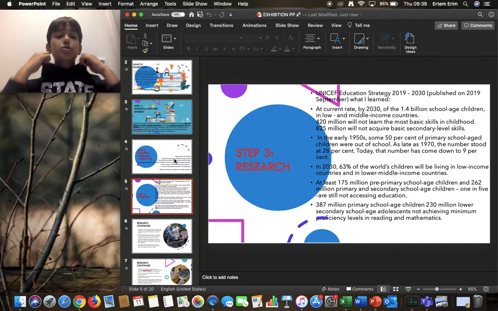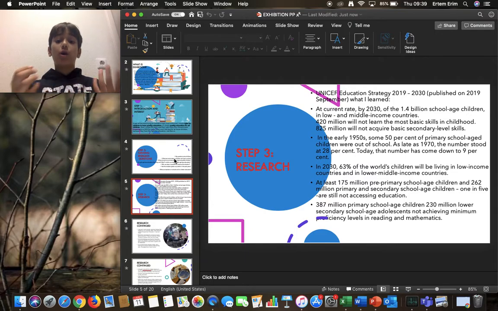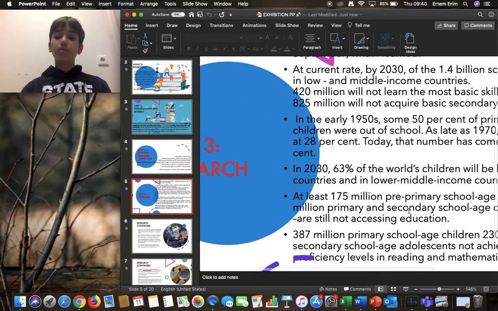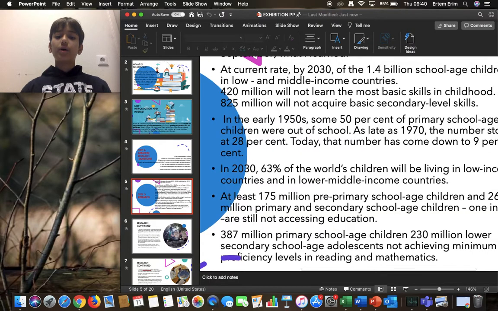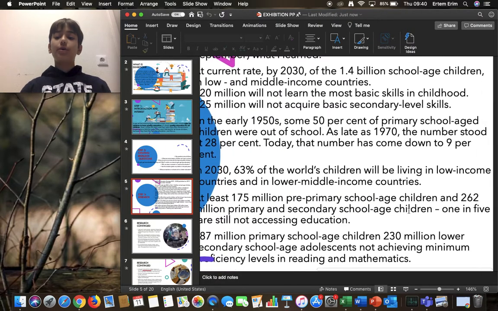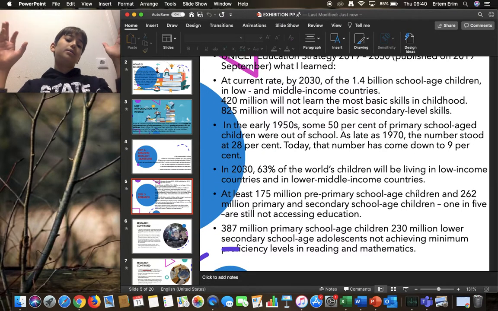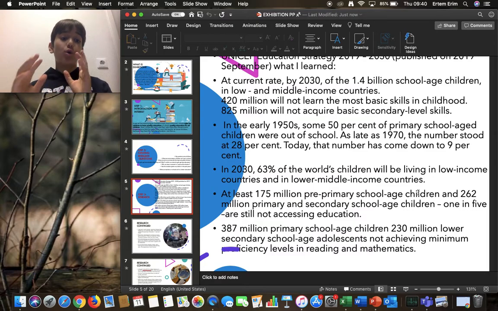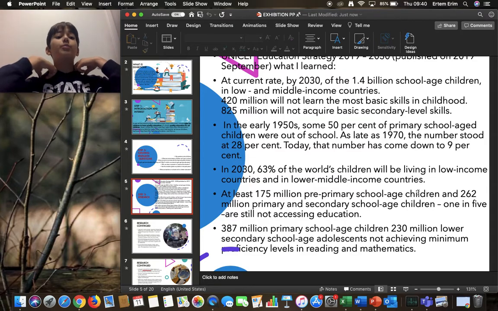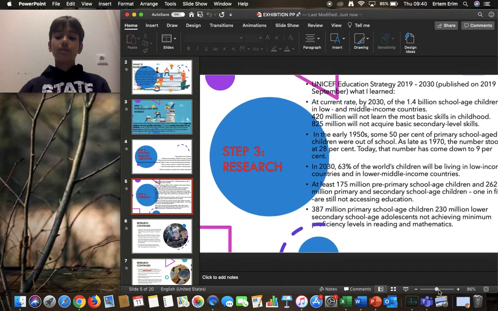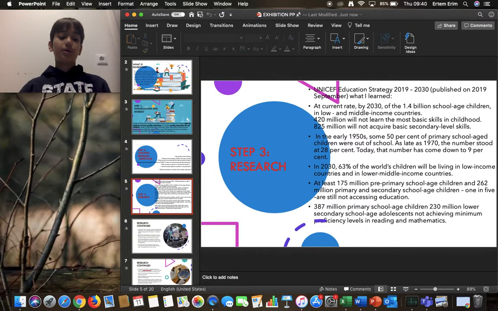Step 3, research. So I found some reports, and this is one of them. UNICEF Education Strategy 2019-2030, what I learned. You can see my writing here, what I learned. Basically, a summary of this is that I learned that the situation is getting better. In the 1950s it was 50%, so half the population of children were out of school, but in 1970 it was 28%. Now it's just down to 9%. So that's a really good decrease in the number of children not being able to go to school.